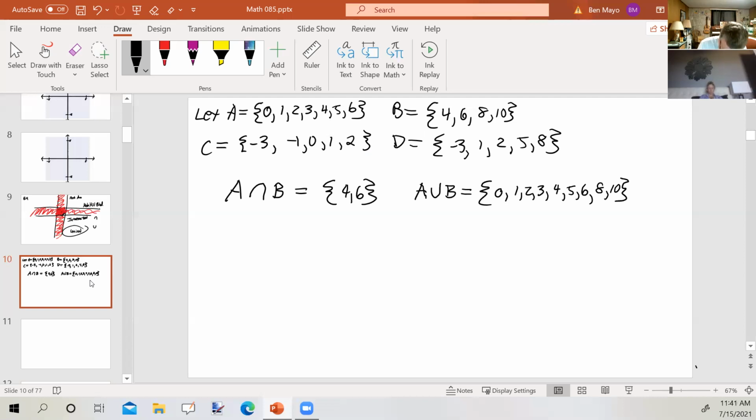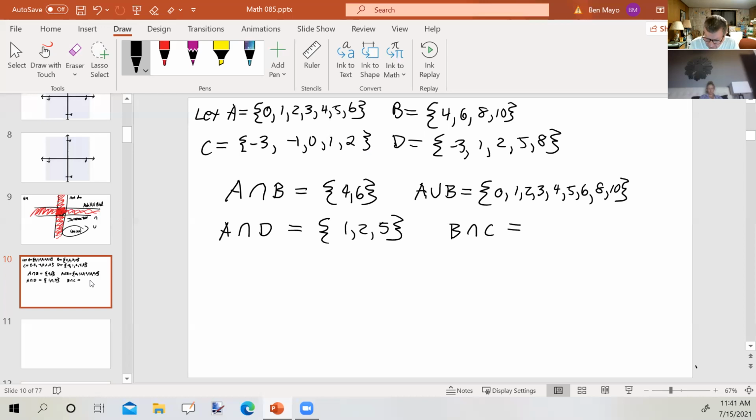How about the intersection of A and D? What's in A that's also in D? 1, 2, and 5. Again, everybody seeing this all right? Okay. What about the intersection of B and C? Oh, they have nothing in common. B and C have nothing in common.